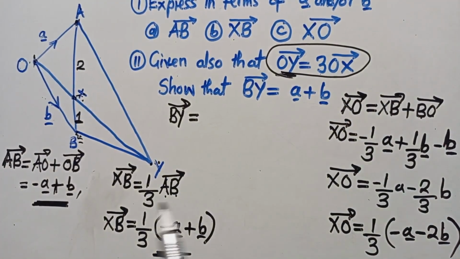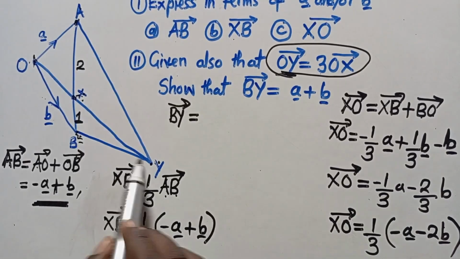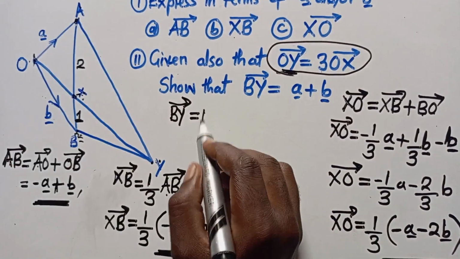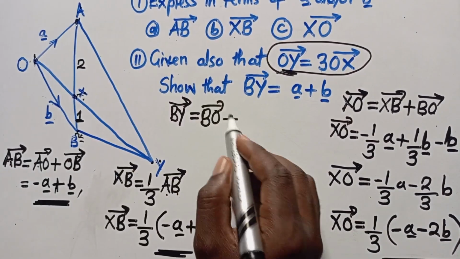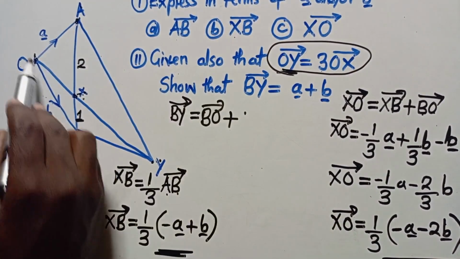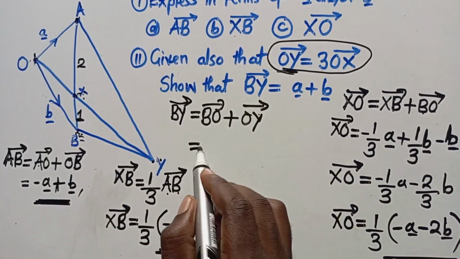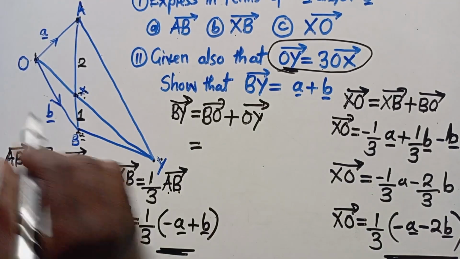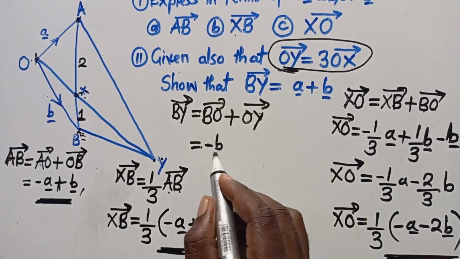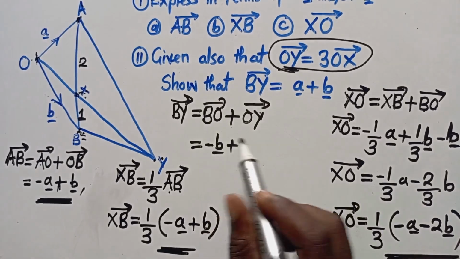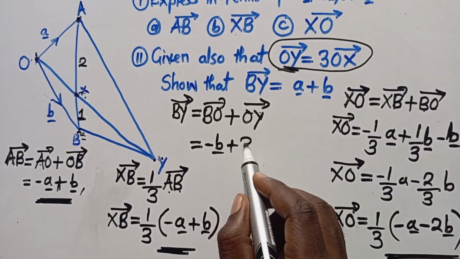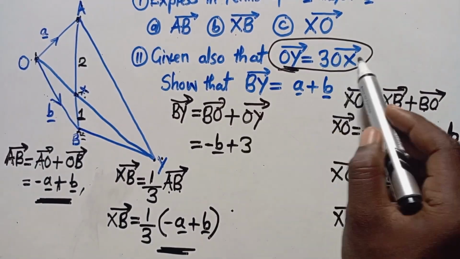So what I'm going to do is say BO plus OY, like this. BO is against vector B, so negative B, plus OY. I will say 3 multiplied by OX.